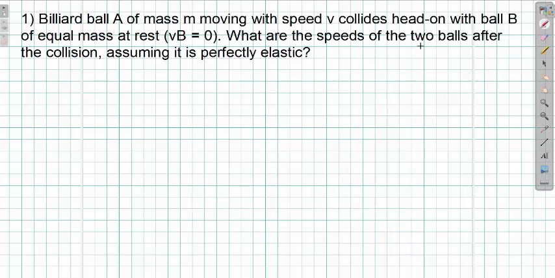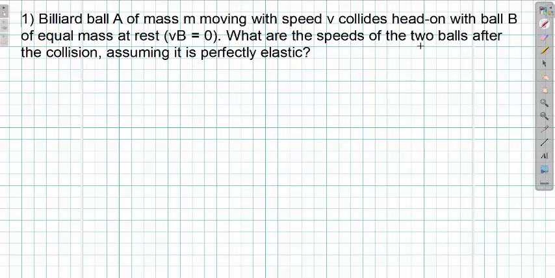In the first problem, we have a billiard ball, A, of mass m that's moving with speed v, and it collides head-on with another ball, B. It's of equal mass and it's at rest. What are the speeds of the two balls after the collision, assuming that it is a perfectly elastic collision?